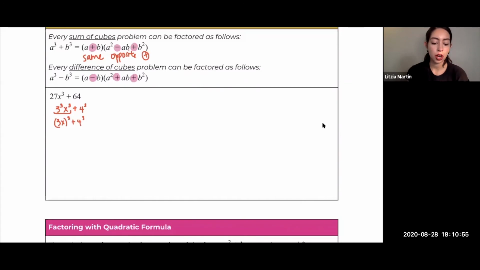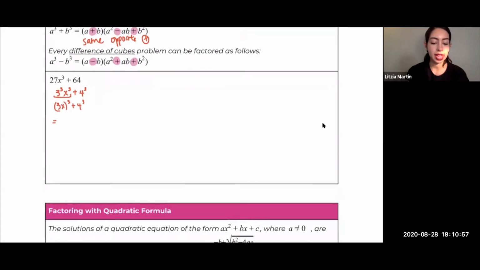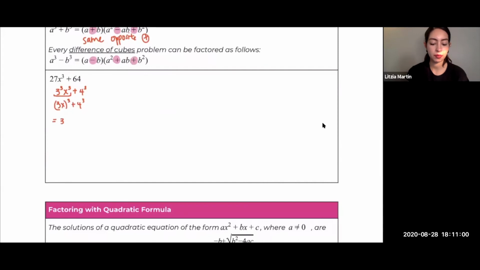So we'll start with a plus b. So my a in this case is 3x, and my b is 4. So 3x plus 4. And then the pattern says I need to have a squared. So my a is 3x, so I'm going to square that whole thing. And then next comes minus ab. So my a is 3x, and b is 4. And then I'm going to add b squared. So my b was 4. I'll just square that.